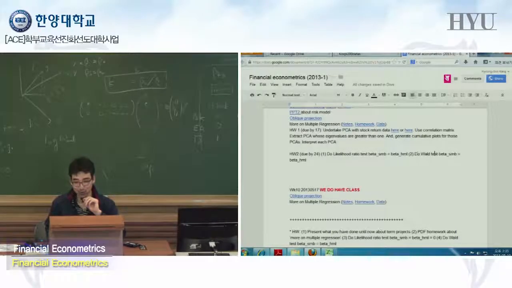And second, do the Wald test of the same coefficients, whether they are different or not: beta SMB equal to beta HML. So basically, in your previous homework, you did a regression of the stock return on the Fama French three factors, right? So you have a constant term and coefficients for the market factor, size factor, and value factor. And I want you to test whether the beta coefficients for the size factor and value factor are the same or not. And there are two ways of doing the test: the Wald test and the likelihood ratio test.